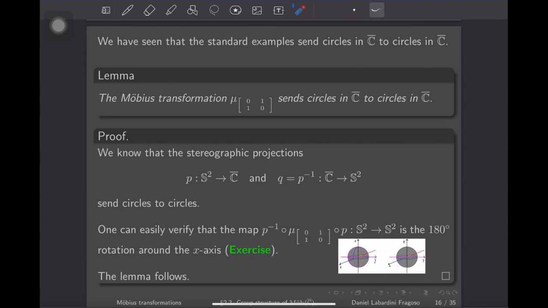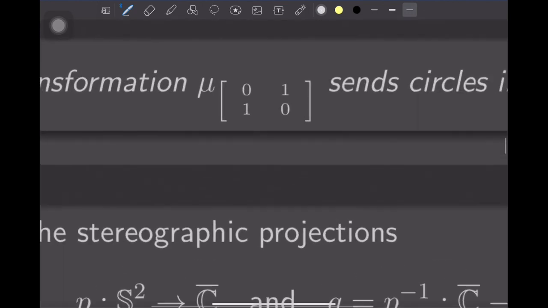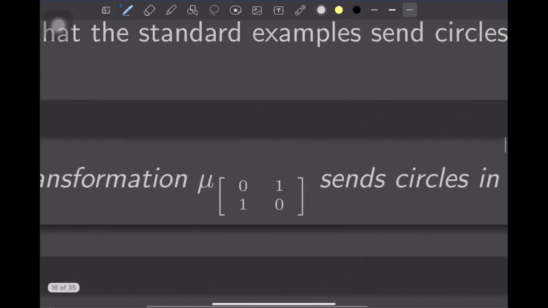Okay, and then there is one special Möbius transformation, which is 1 over z. Z goes to 1 over z, and that one sends circles to circles. So this one here sends z to 1 over z.